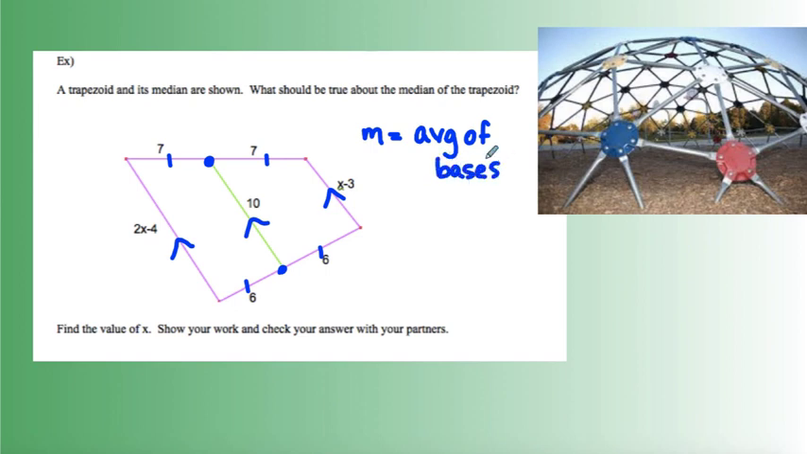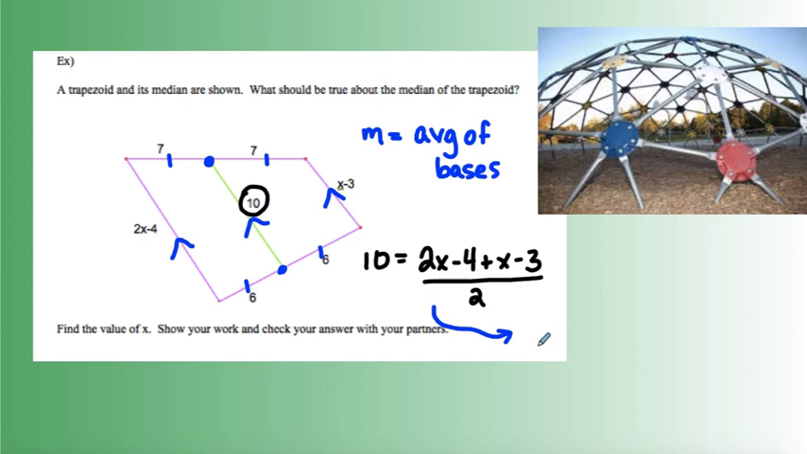So I'm going to write an equation because these have variables in it and see what I can do. I'm going to say my median, which is 10, is equal to the average of the bases. So we add the two bases: 2x minus 4 plus x minus 3, divided by 2. Now that looks linear. Why? Because the highest exponent is a 1, so I'm going to simplify. 10 equals 2x plus x, which gives me 3x, and negative 4 and negative 3 gives me negative 7, all divided by 2.